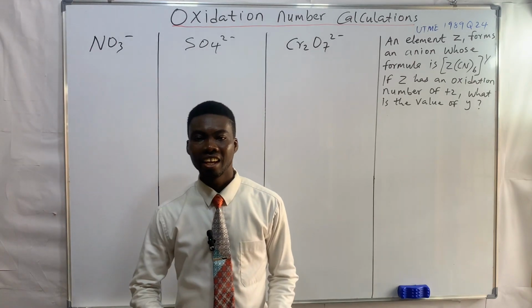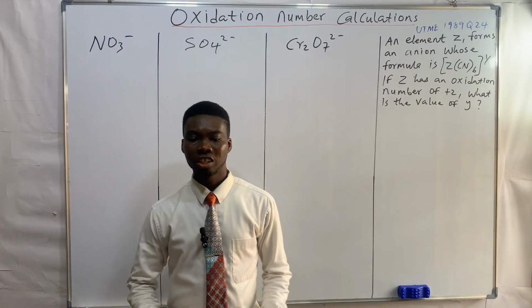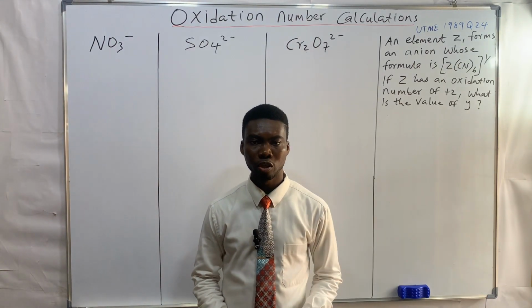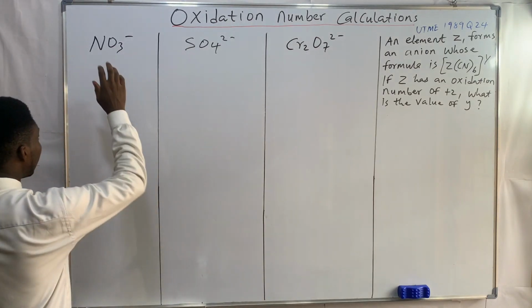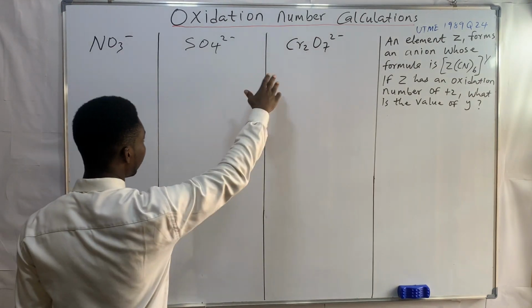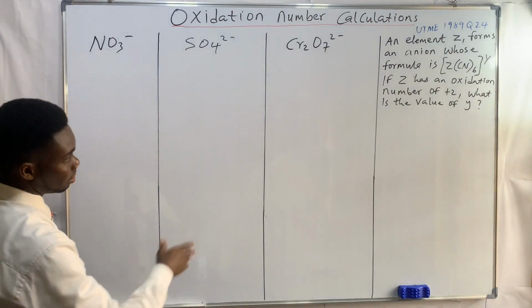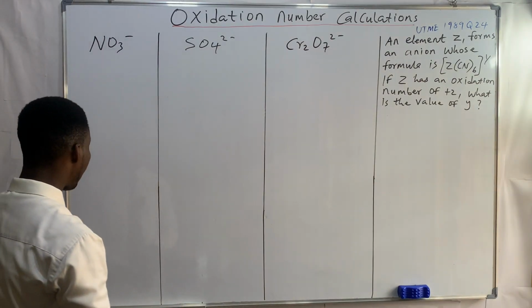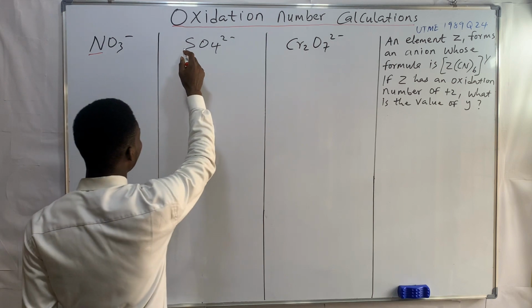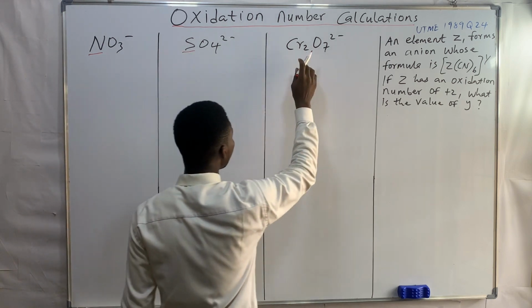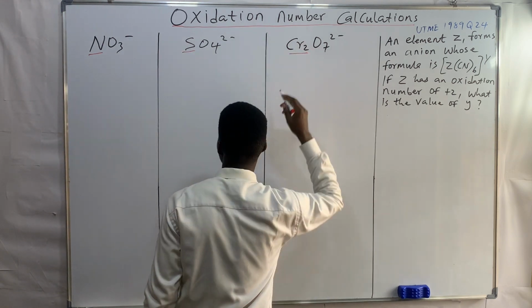Hello guys, let's talk about oxidation number calculations involving polyatomic ions. On the board I have the nitrate ion, sulfate ion, dichromate ion, and another one. Here we're going to calculate the oxidation state of nitrogen, here the oxidation state of sulfur, and here the oxidation state of chromium.